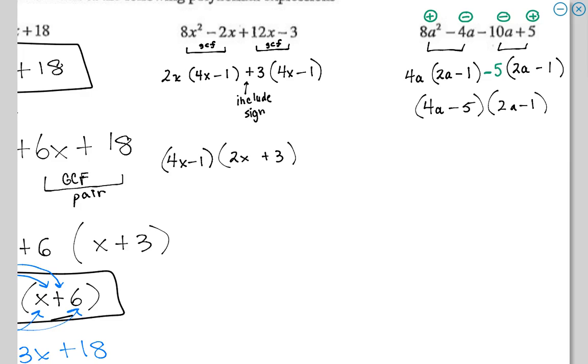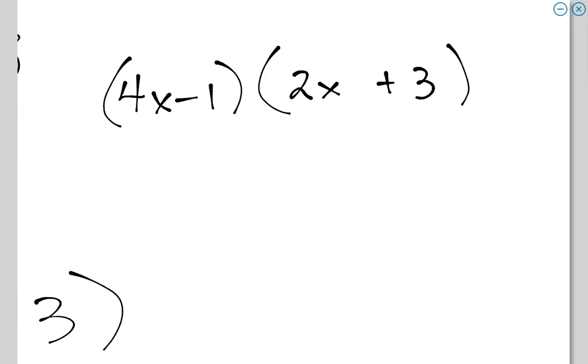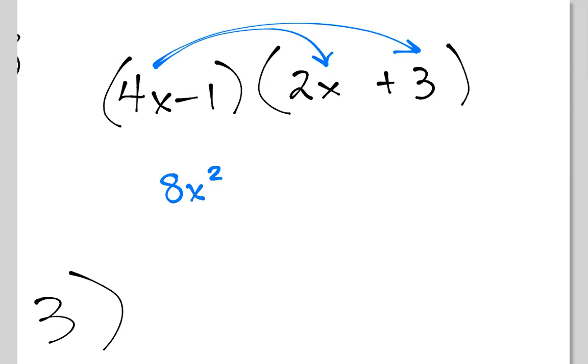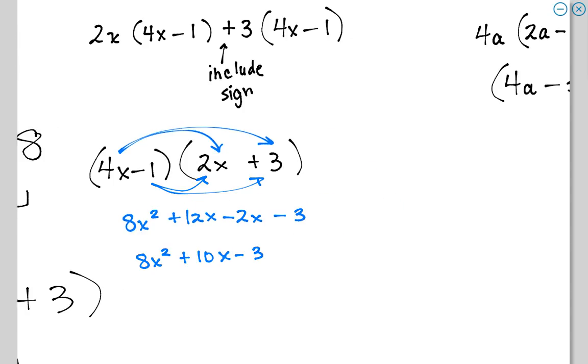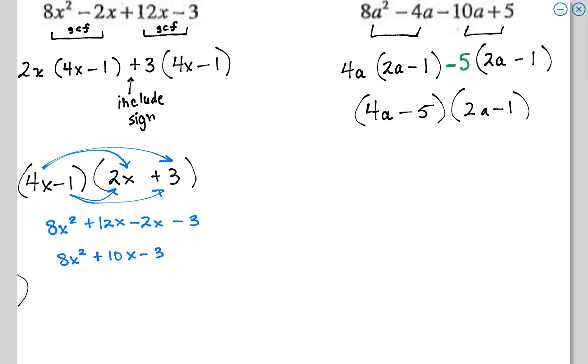Okay, let's do this one here. 4x times 2x. 8x squared. 4x times 3. That's the first and the outer. Now let's do the inner and the last. And then you collect like terms in the middle. You guys do the last one. You guys try this one. This one's on you.